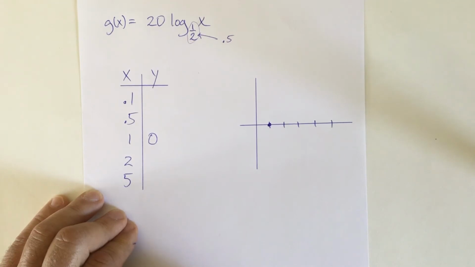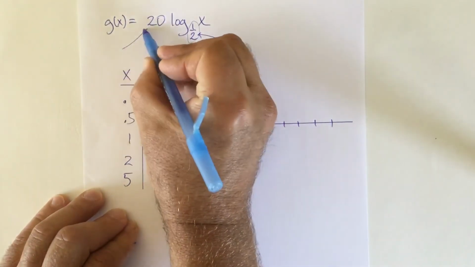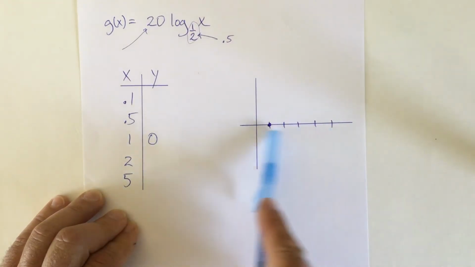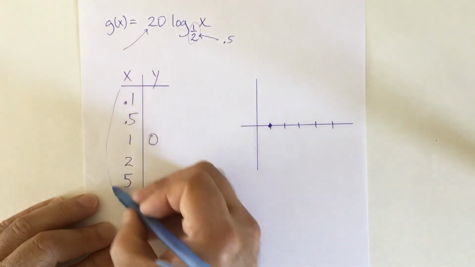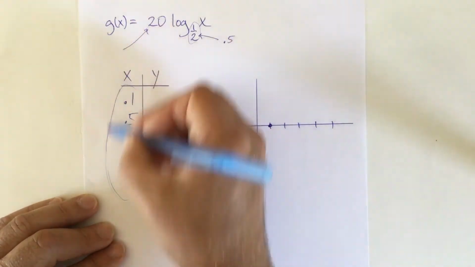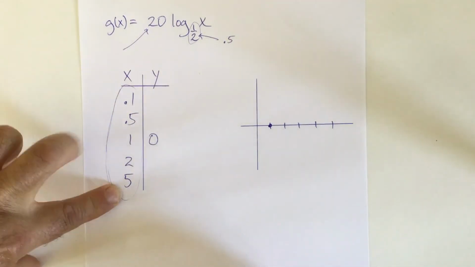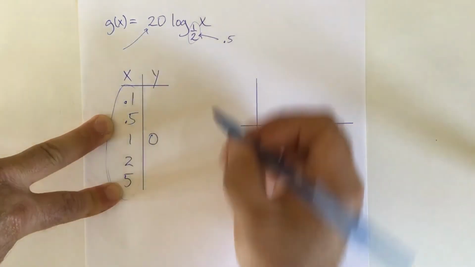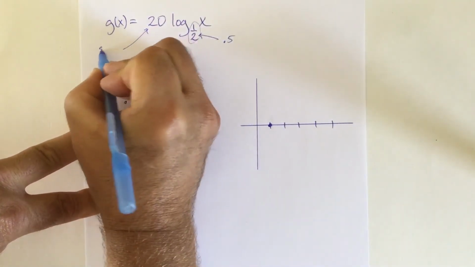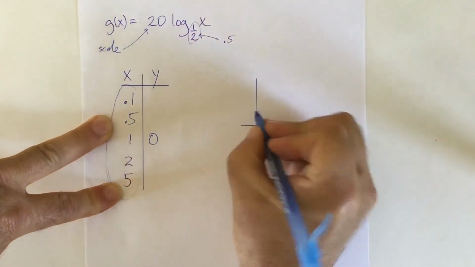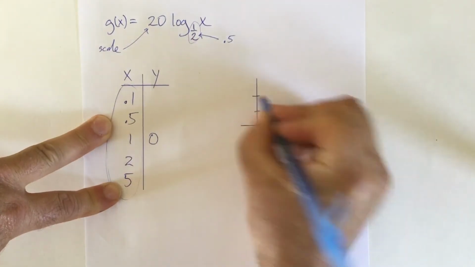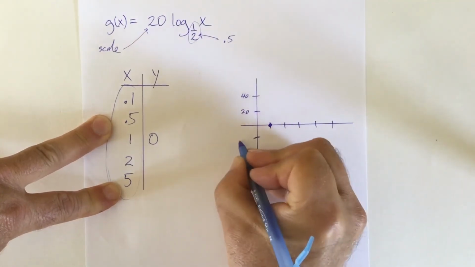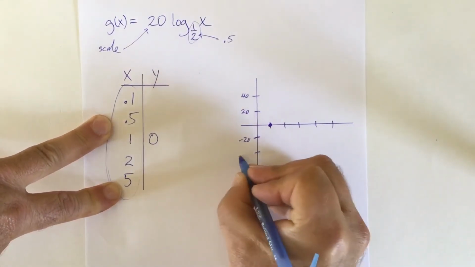But here's the dealio. This is the first time I've done this to you guys. That's a scalar. So guess what? The X inputs are never going to change. When you graph a logarithmic function for me, you can always use those because they're always going to give you enough information to graph it. But guess what? This is going to affect the scale on the y-axis. So I'm just going to go for it right now. I'm going to call that 20. I'm going to call that 40. I'm going to call that negative 20. I'm going to call that negative 40.